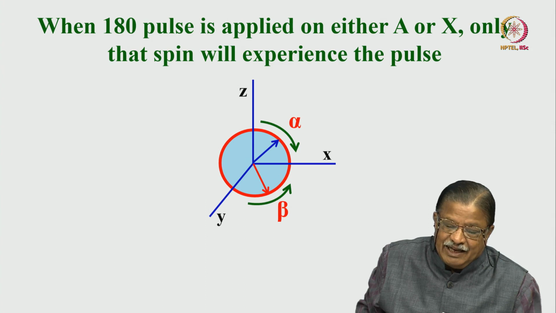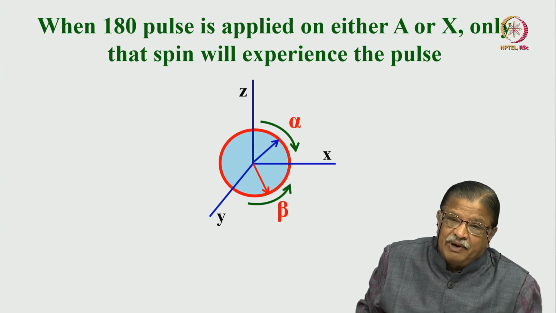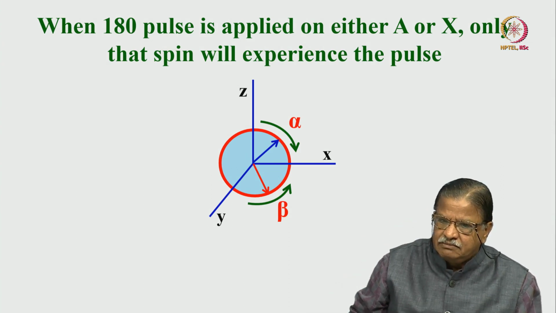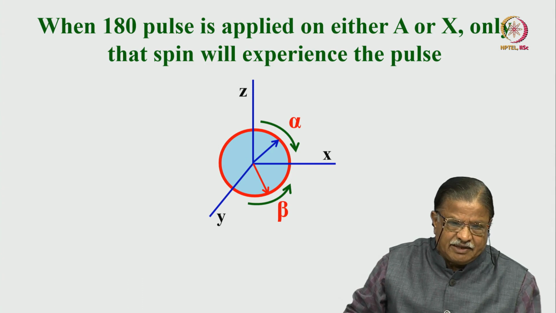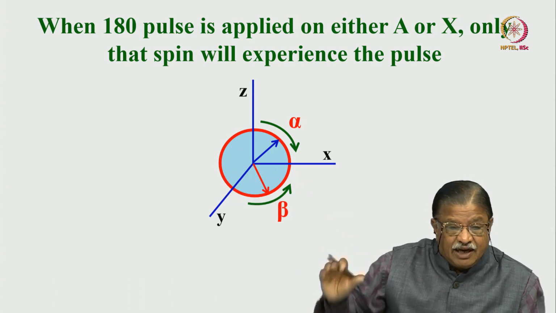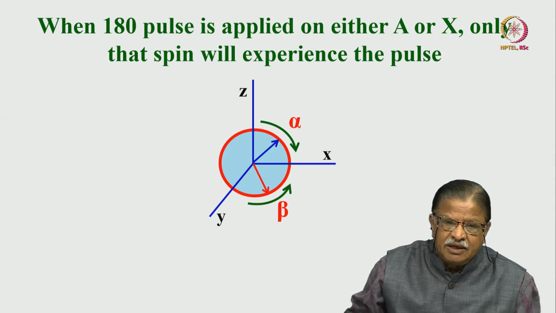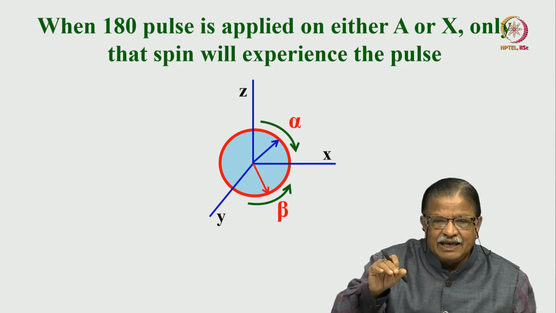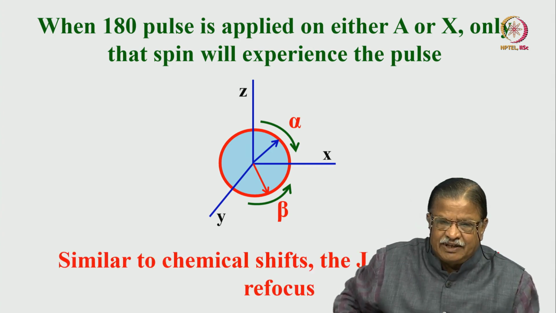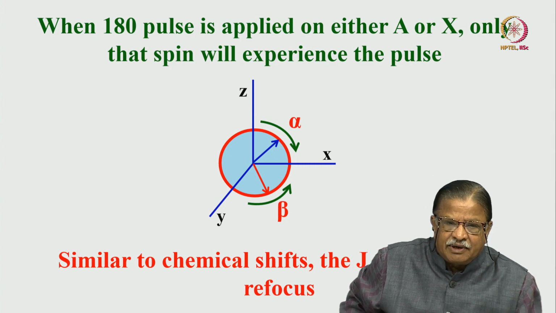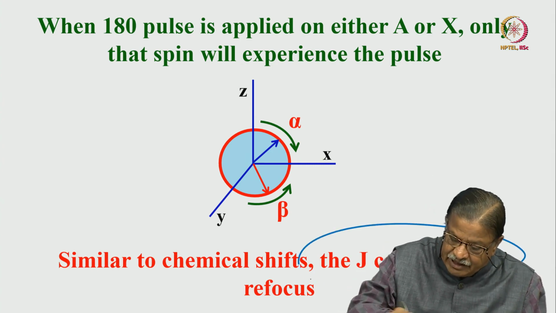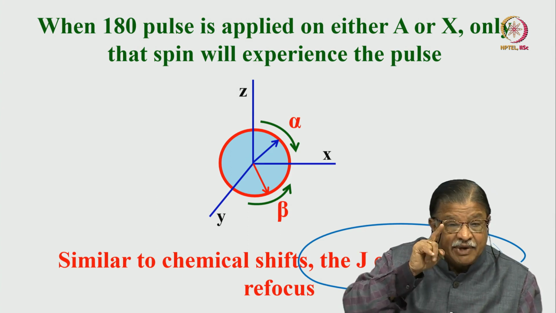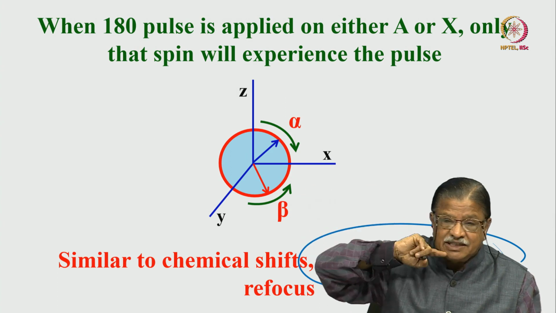Please remember, now I am applying the 180 pulse only on A or X. Only that spin will experience the 180 pulse. The other heteronuclear spin will not experience it because they are megahertz apart, and it is not going to be touched at all. It is not getting affected at all. As a consequence, only the particular spin on which you apply the 180 pulse experiences it, and the effect is seen only on that. So in such a case, what will happen? Similar to chemical shift, J coupling will refocus, because in this case the coupled spin is not touched.